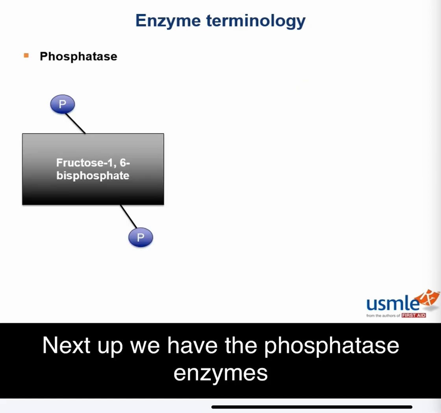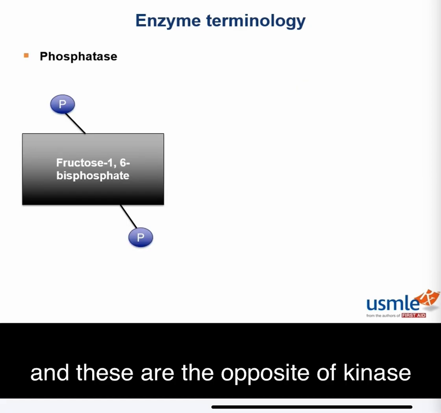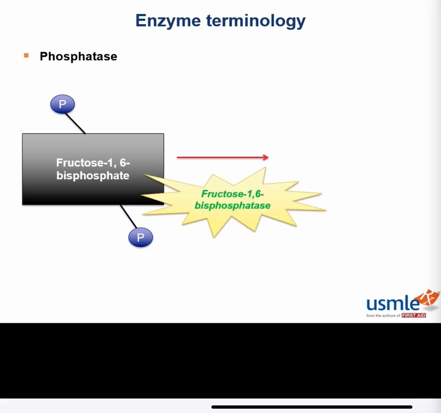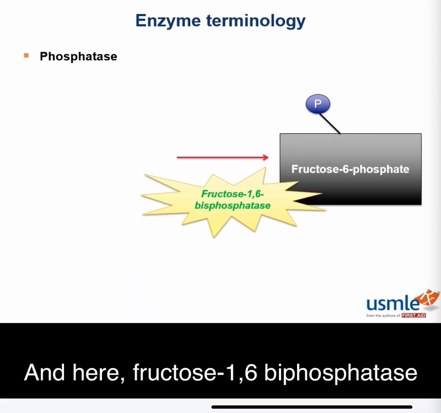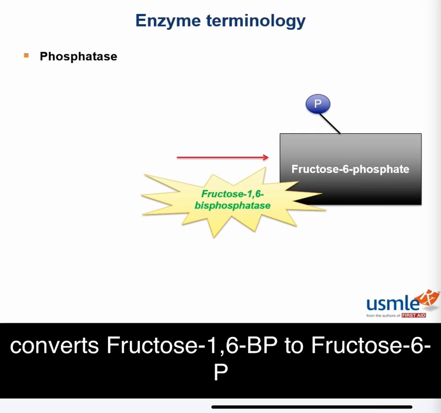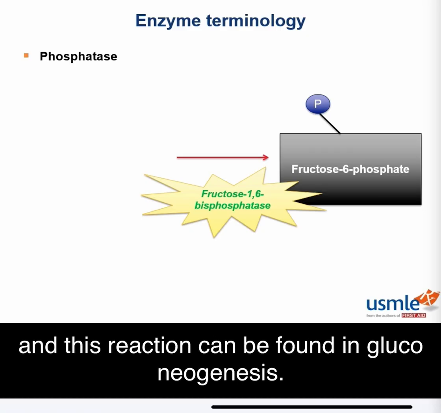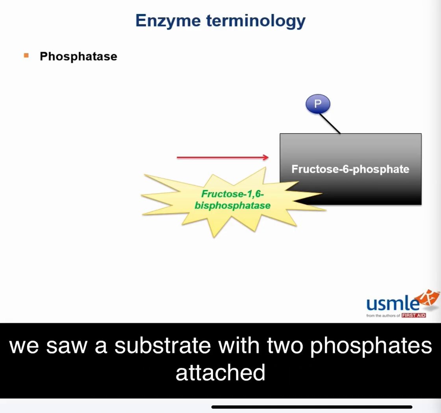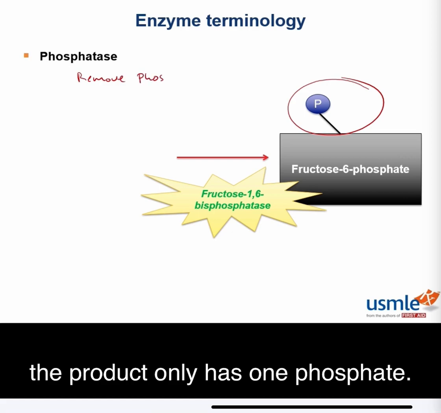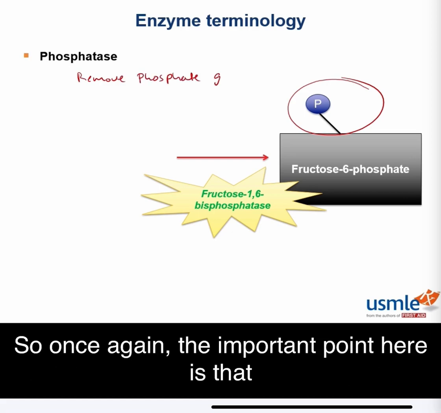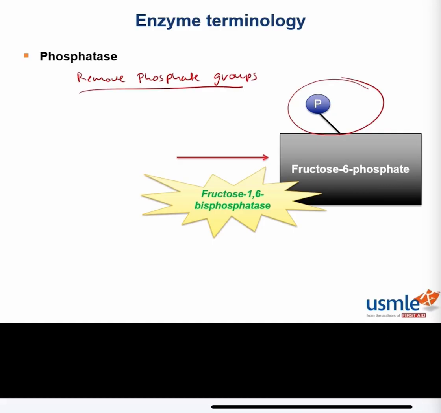Next up, we have the phosphatase enzymes. And these are the opposite of kinase and phosphorylase enzymes. Phosphatases, like fructose 1,6-bisphosphatase, remove a phosphate group from a substrate. And here, fructose 1,6-bisphosphatase converts fructose 1,6-bisphosphate to fructose 6-phosphate. And this reaction can be found in gluconeogenesis. And in this process, we saw a substrate with 2 phosphates attached. And after enzymatic removal, the product only has 1 phosphate. So once again, the important point here is that phosphatases cleave off phosphate groups.